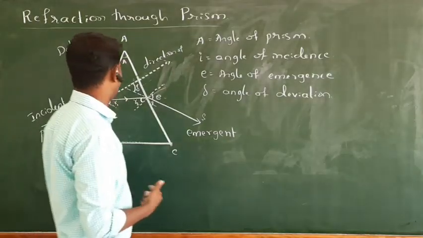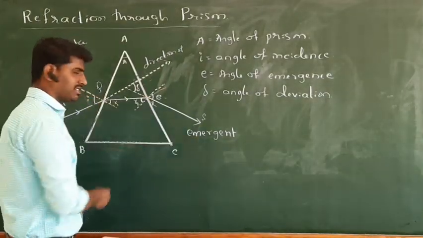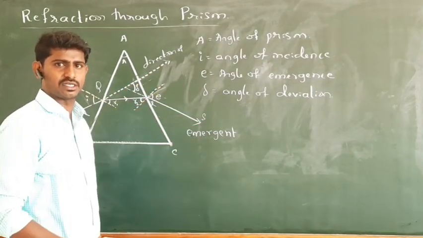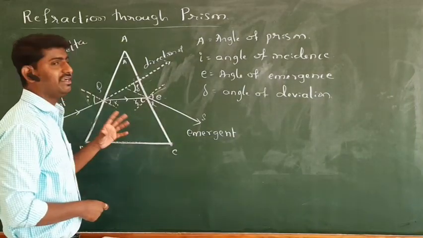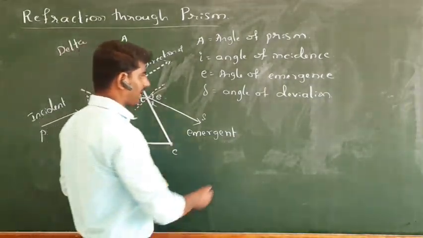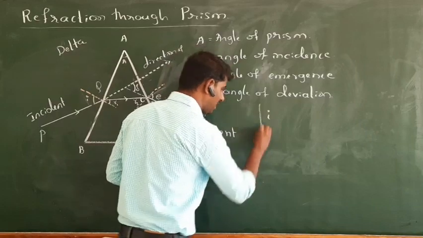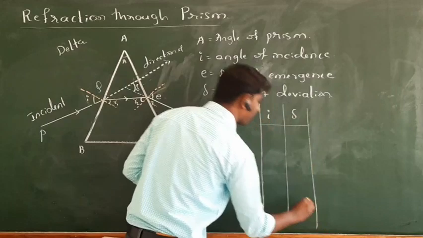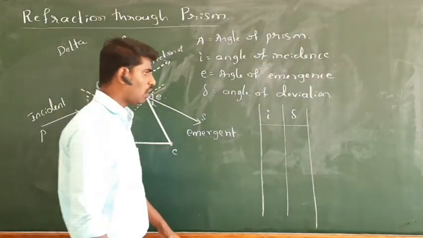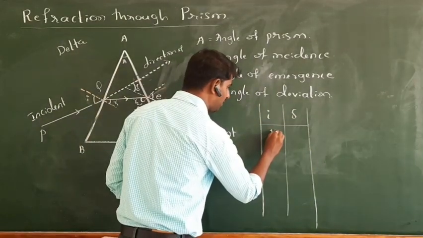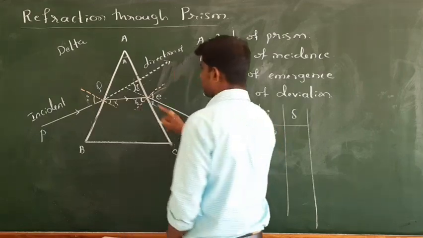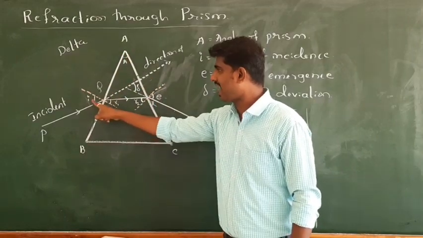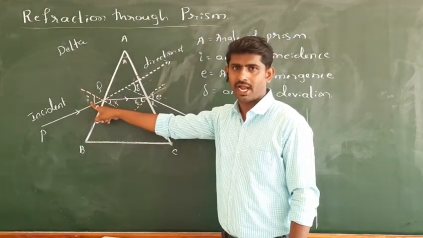And if you do an experiment with the prism, by changing the angle of incidence and noting the angle of deviations, we will get an important result. We'll discuss it. I'll take two columns: one is the angle of incidence and another is the angle of deviation, delta. First, I allow the light to be incident on the first surface at an angle of 10 degrees.